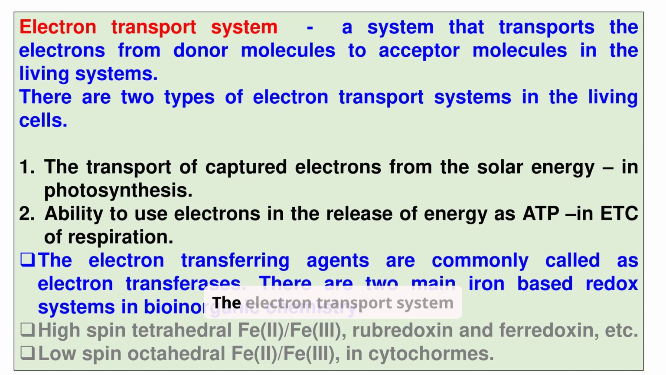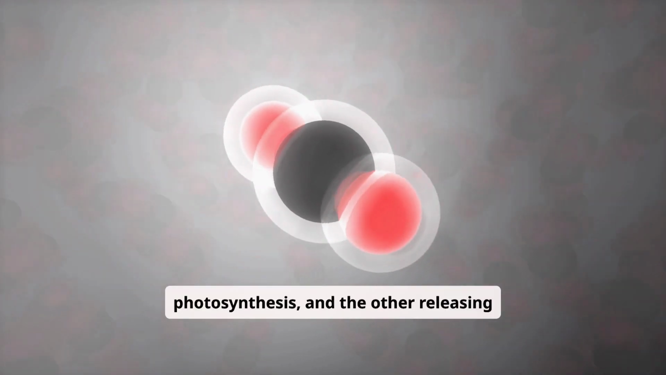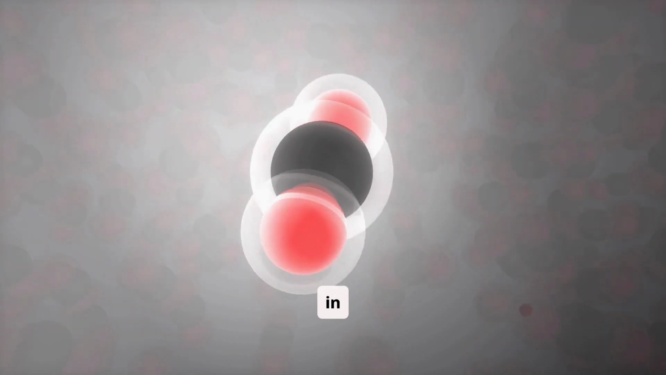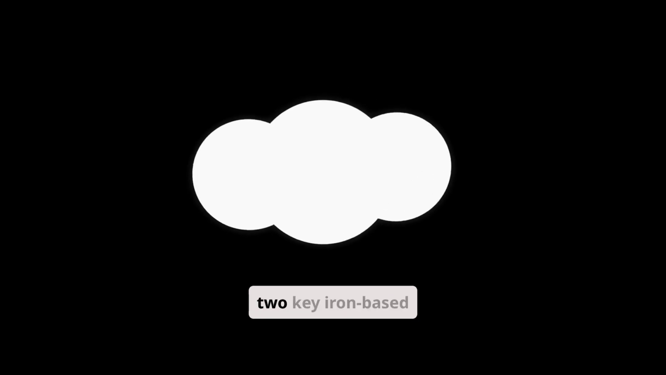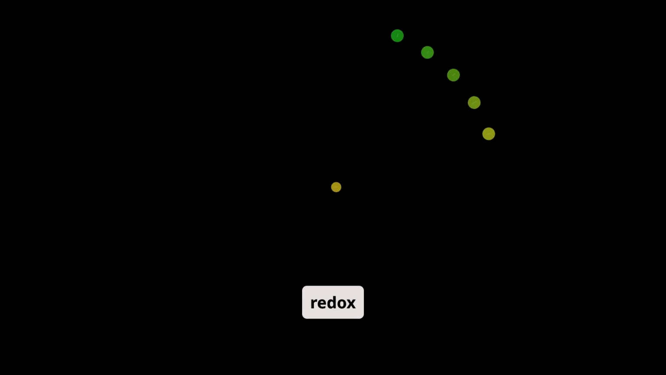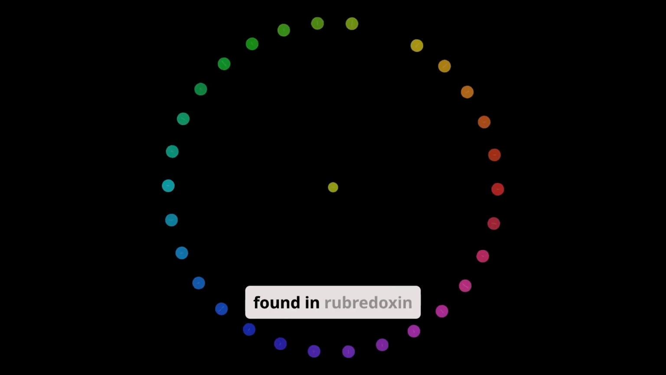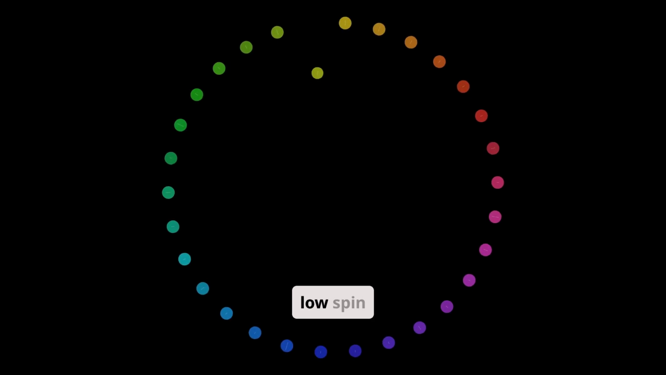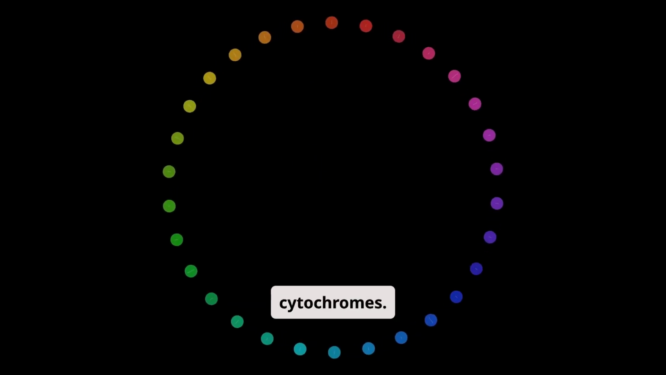The electron transport system is crucial for life, transporting electrons from donor to acceptor molecules. There are two main types, one capturing solar energy in photosynthesis, and the other releasing energy as ATP in respiration. Electron-transferring agents include two key iron-based redox systems: high-spin tetrahedral Fe2+ or Fe3+ found in rubredoxin and ferredoxin, and low-spin octahedral Fe2+, Fe3+ found in cytochromes.